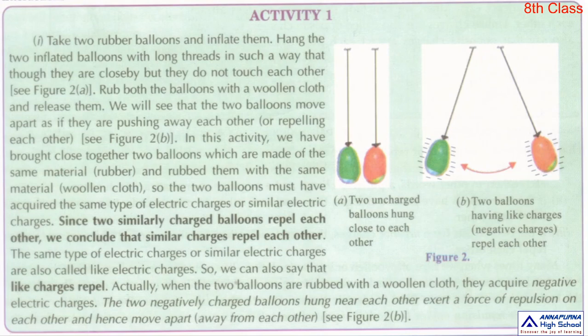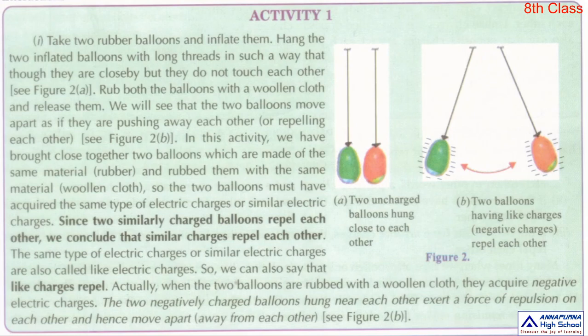They move away from each other. In the first case, before rubbing, they are in a straight, vertical position, parallel to each other. But after they are rubbed, they move away from each other. What is happening here? They are repelled by each other. In the first case, they are uncharged. In the second case, these two are charged.